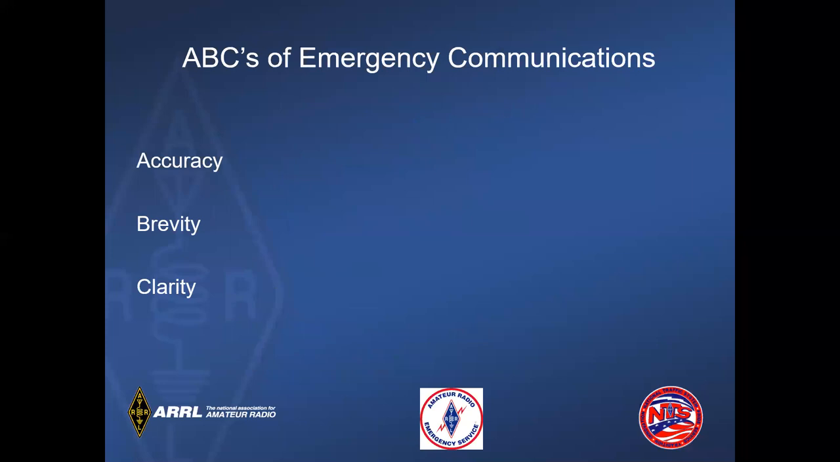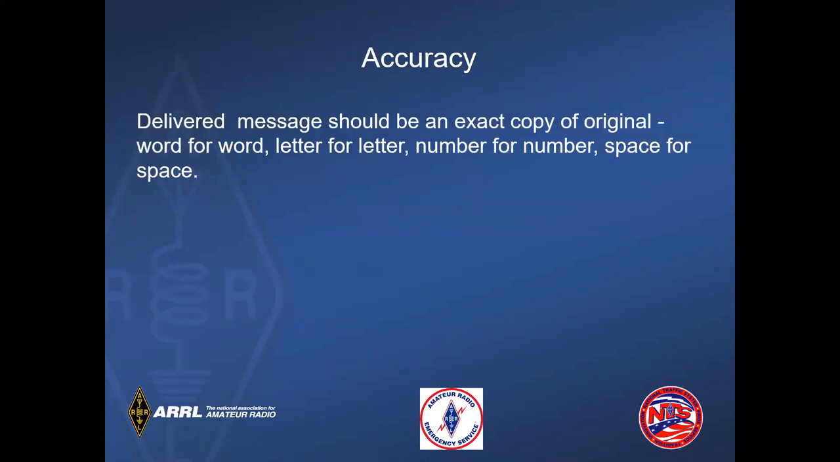So I'd like to start with the ABCs of emergency communications, and those are accuracy, brevity, and clarity. Accuracy is pretty obvious. The delivered message should be an exact copy, word for word, letter for letter, number for number, space for space, of the original message that was sent. So Marcia sends a message to me. What I wrote right down as she's sending it, if we put the two pieces of paper side by side, they should be an exact copy. That's the whole idea.